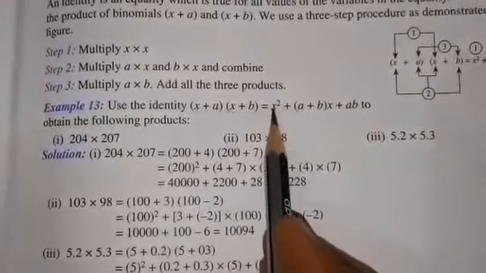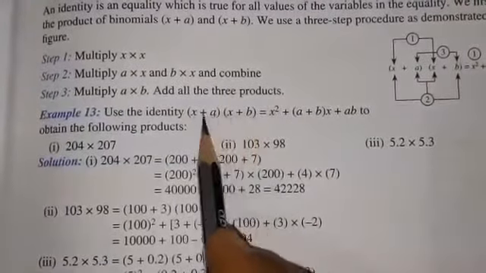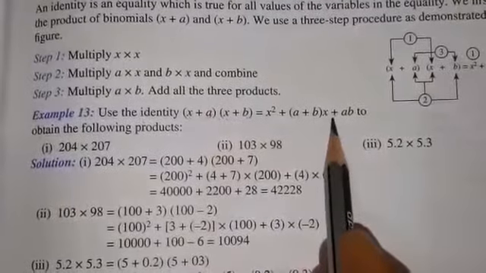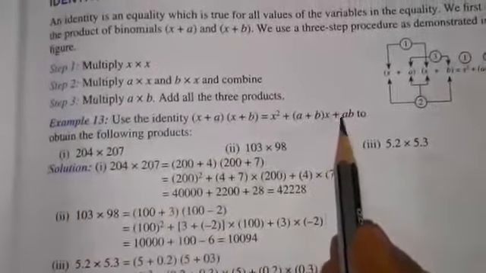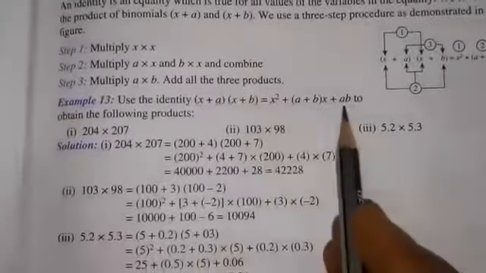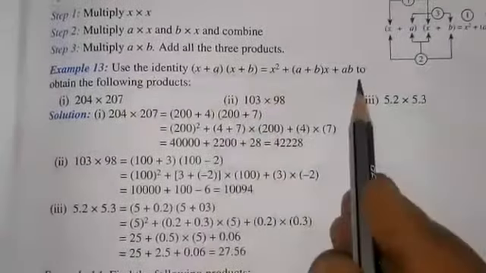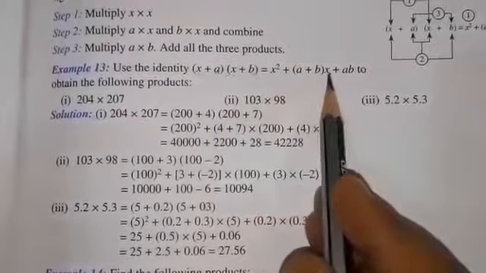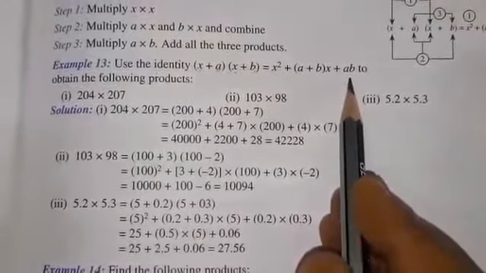Square the first term, plus find the sum of their second terms into x, the first term in both the binomials, plus the product of their second terms. So let's read this identity. (x + a)(x + b) is equal to x² + (a + b)x + ab. Now let's understand how to use this identity using some products.